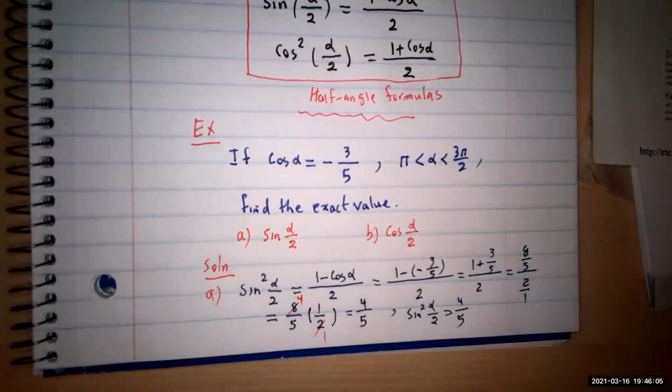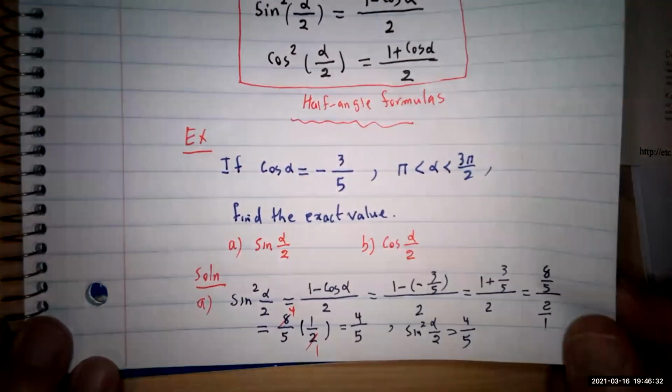Any question? Now the tricky part is the next step. You have to take the square root to find the sine of alpha half. When you take the square root, on the other side you are going to have a positive or negative. So you have to tell us which one you are going to use: the positive root or the negative root? Okay, so we continue. I have to go to the next page.